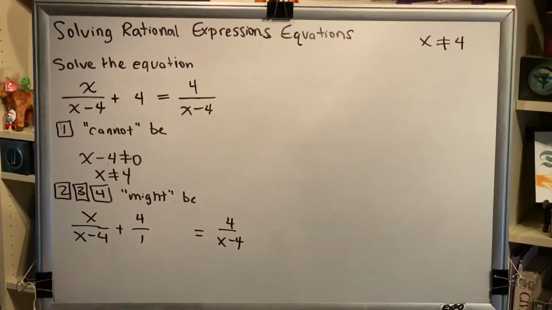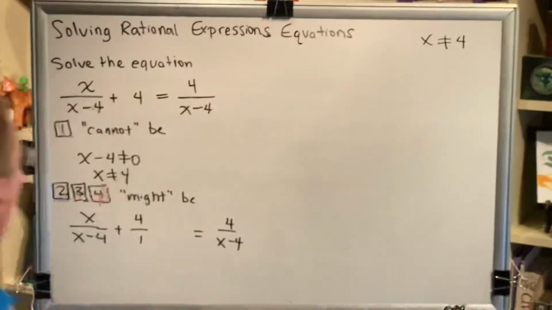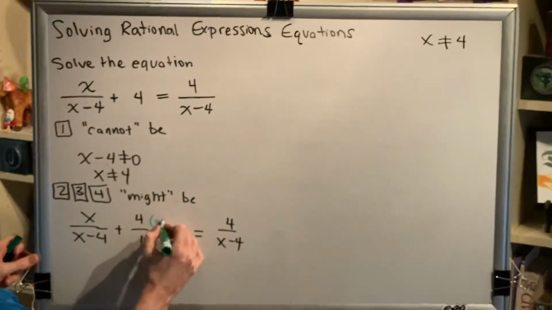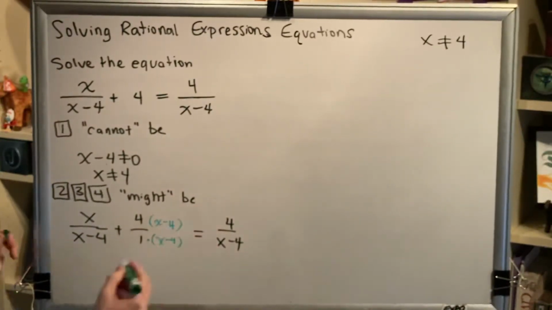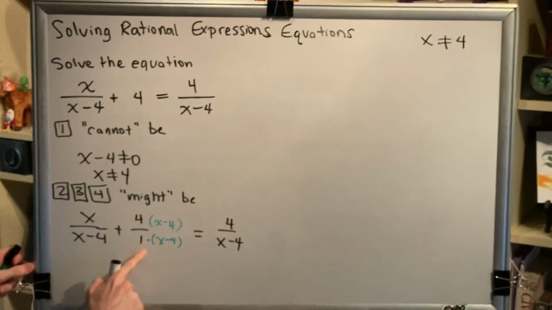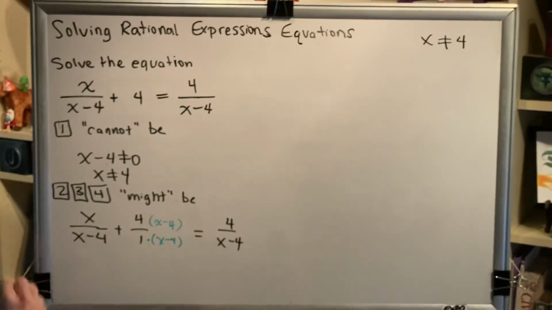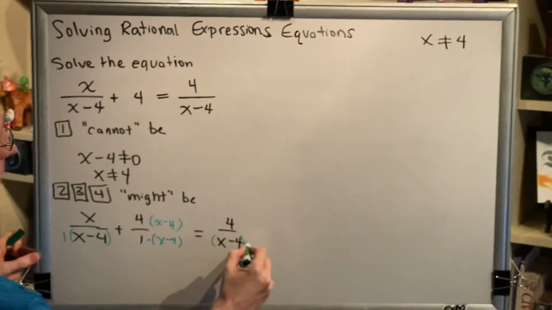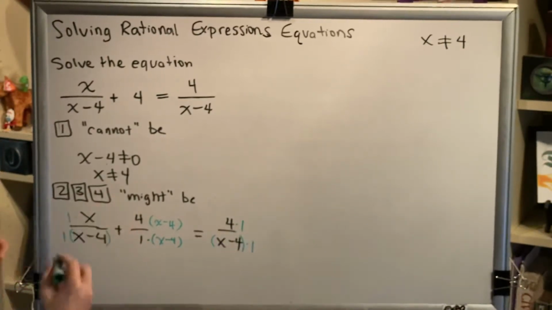So as you can see, this denominator is not like the other two. I need to make them all the same. So I will multiply at the bottom by x minus 4. I will also multiply at the top by x minus 4. So now I can see that my least common denominator is x minus 4. And if you're bothered by this 1, if you'd like, you can put times 1 here and times 1 here. Multiplying by 1 doesn't change anything, so that's up to you if you want to do that.